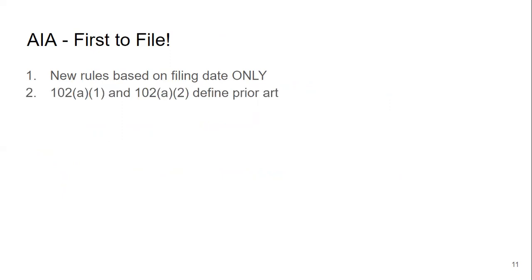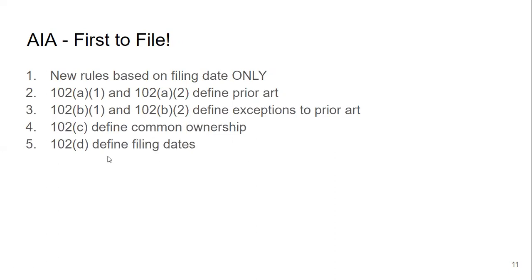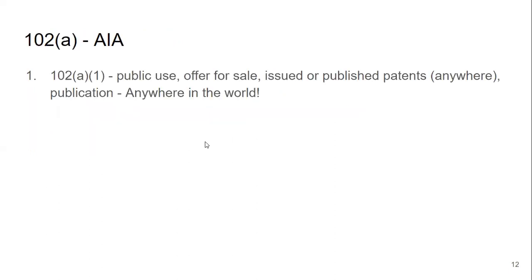So in this one, 102(a)(1) and 102(a)(2) are what define the prior art. 102(b)(1) and 102(b)(2) define the exceptions to the prior art. 102(c) defines common ownership. 102(d) defines filing date.